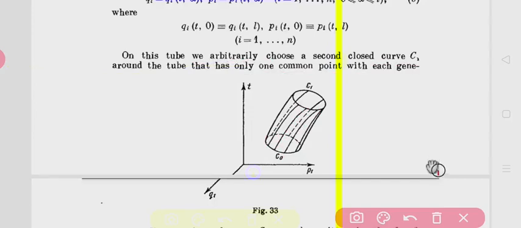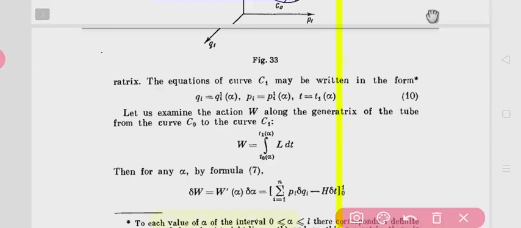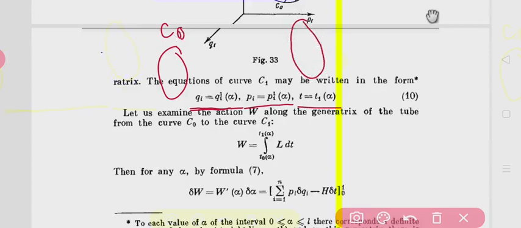In the same way, the equation of the curve C1 will be written in the form qi as qi1(alpha), pi as pi1(alpha) and t as t1(alpha), because we denoted it that way when we were taking the curve C0. There we applied the notation. Now we are talking about the equations for the curve C1, so qi is qi1, pi is pi1 and t is t1(alpha). Right.